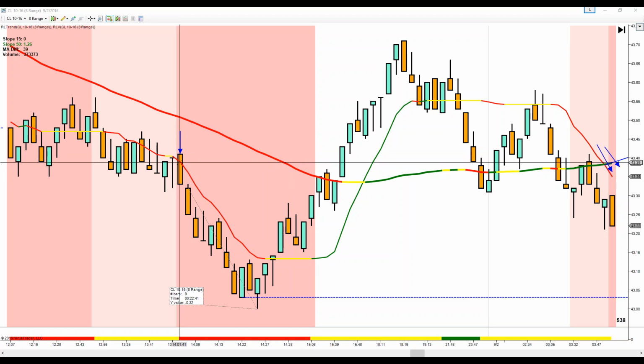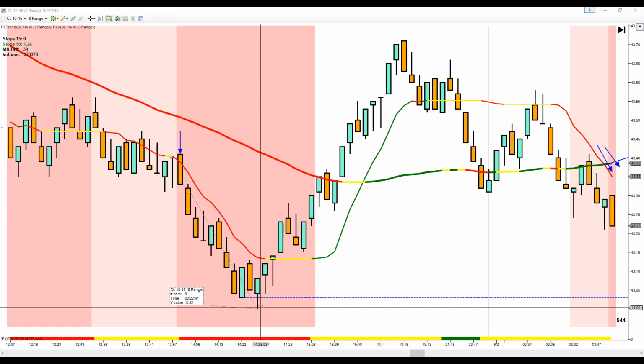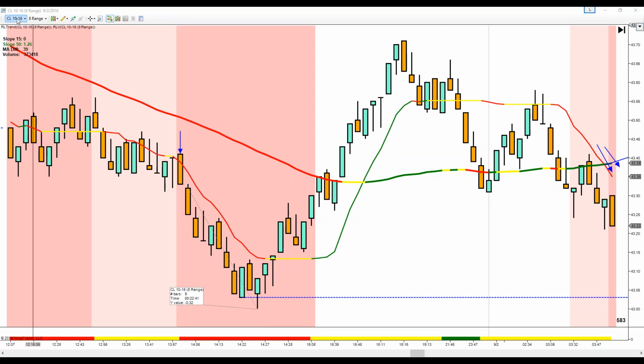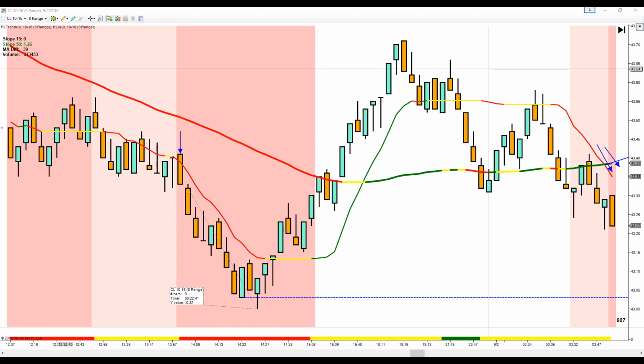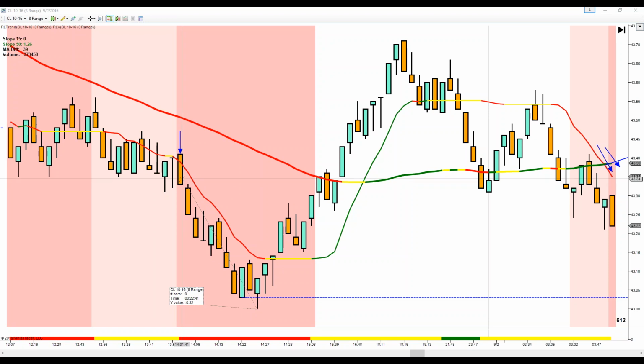I can show you these till I'm blue in the face. Here's a 32 cent, 32 tick, 32 pip move. Really, don't get beguiled or thrown off by the fact that this is crude. This can be any financial instrument, and this can be any time frame.